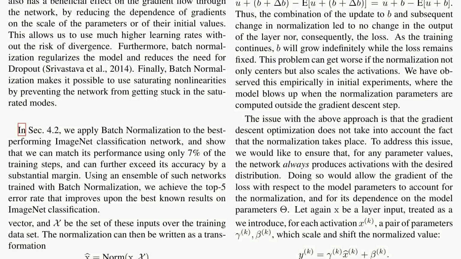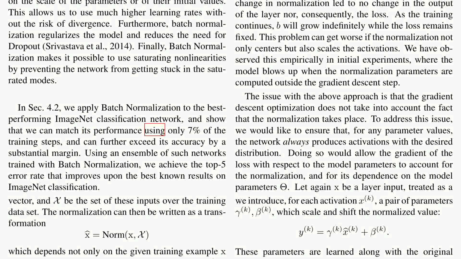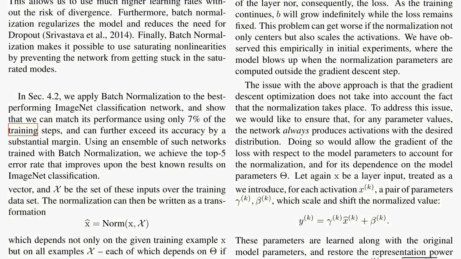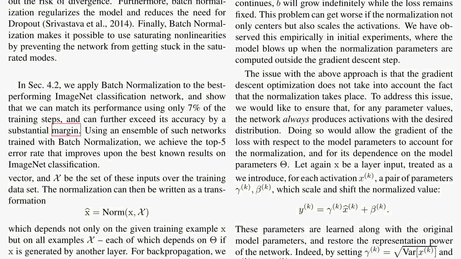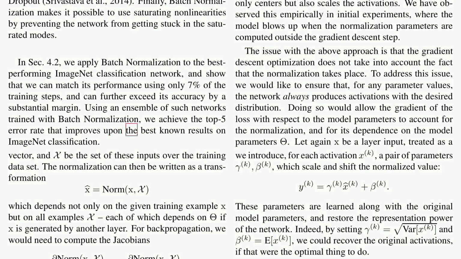In Sec 4.2, we apply batch normalization to the best-performing ImageNet classification network and show that we can match its performance using only 7% of the training steps and can further exceed its accuracy by a substantial margin. Using an ensemble of such networks trained with batch normalization, we achieve a top-5 error rate that improves upon the best-known results on ImageNet classification.